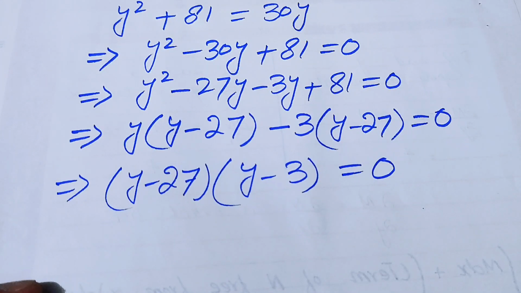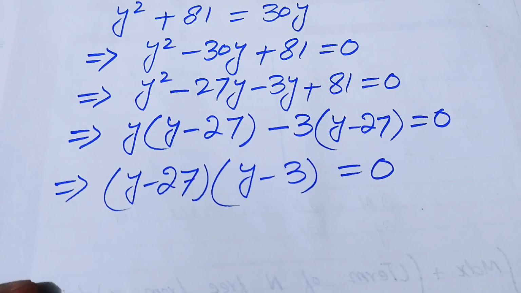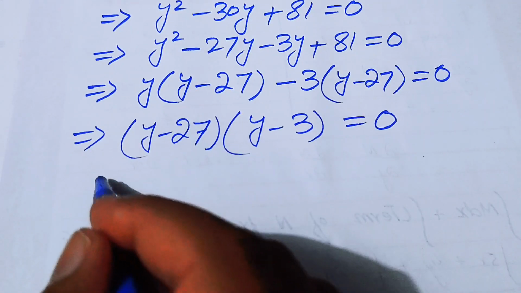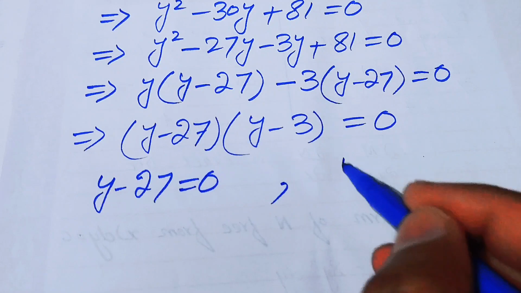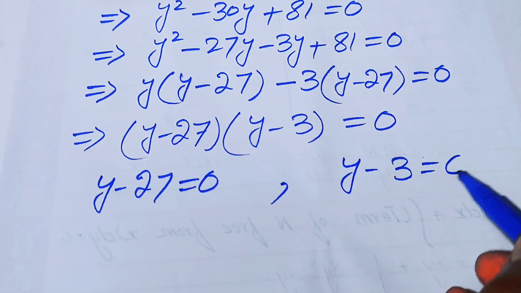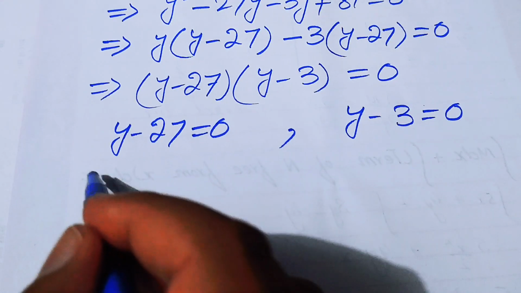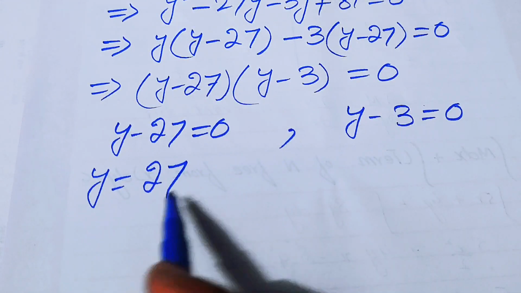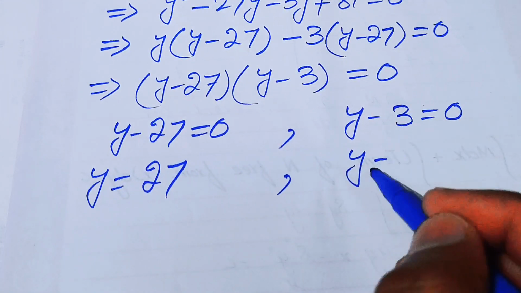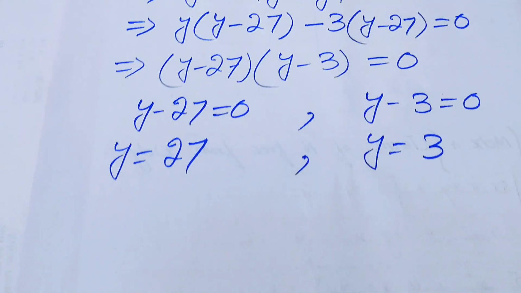So here we have two cases. The first case is we take y minus 27 is equal to 0, and the other case is we take y minus 3 is equal to 0. So here we move minus 27 to the right hand side, you get y is equal to 27, and here you get y is equal to 3.